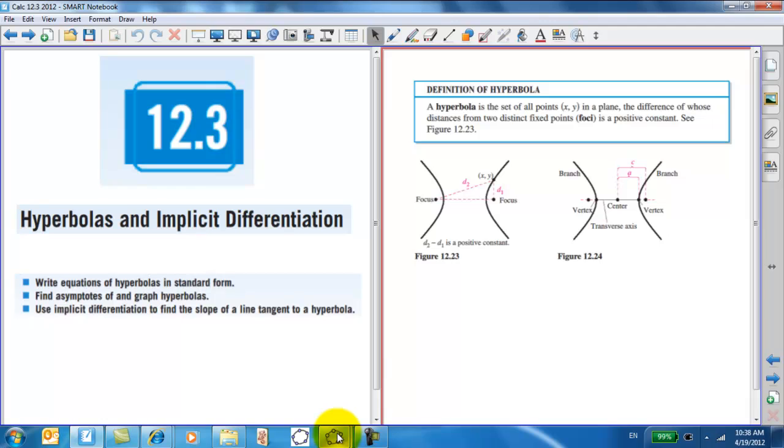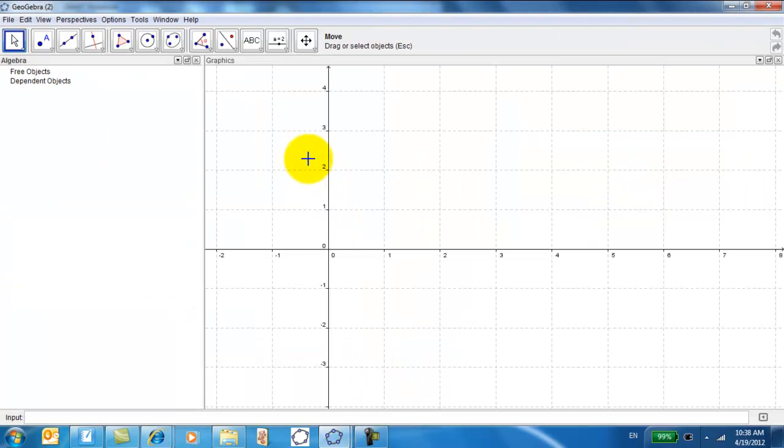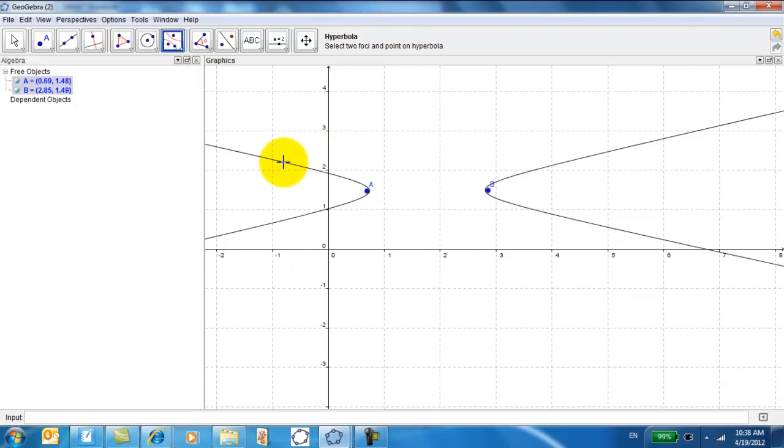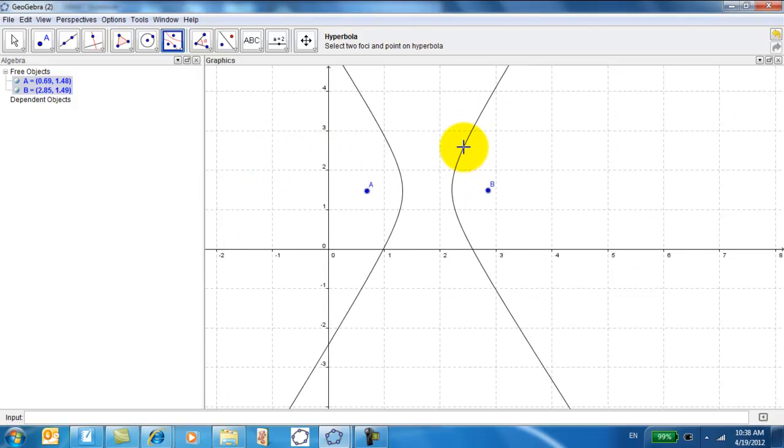And let's check this out on GeoGebra. If we go ahead and have it set up an ellipse, a hyperbola, and you can get this under the ellipse column. There's your hyperbola. And we can put down two foci and then a point on the hyperbola. Look at this. Wow, all over the place.